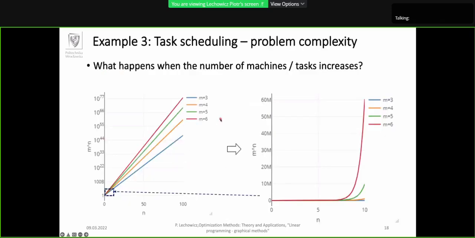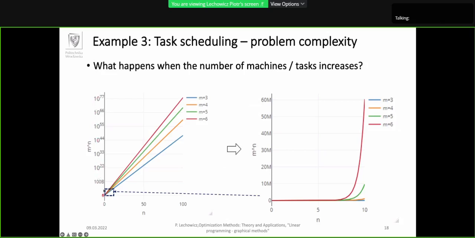So as you can see on these charts, this will happen if we increase the number of machines or number of tasks. So different colors represent the increase in the number of machines, and on the x-axis we have the increase of number of tasks which have to be realized on those machines. And this chart is using logarithmic scale on y-axis.